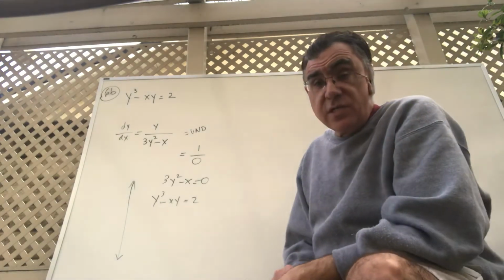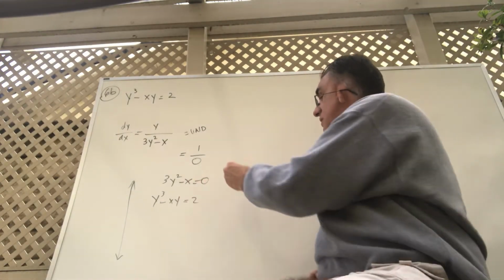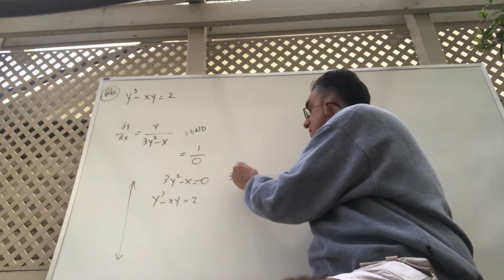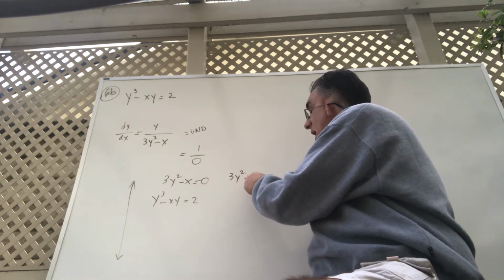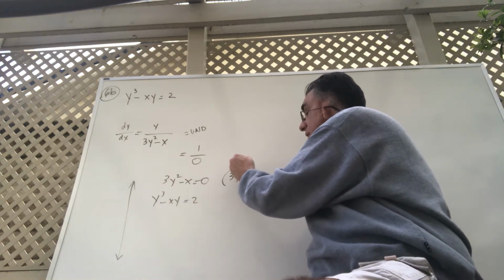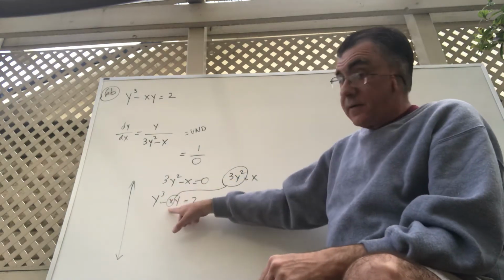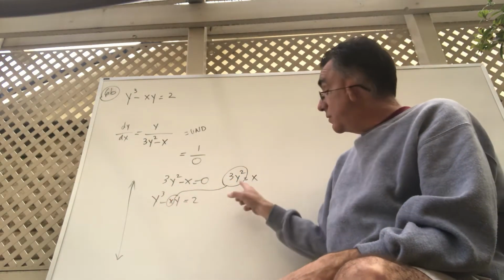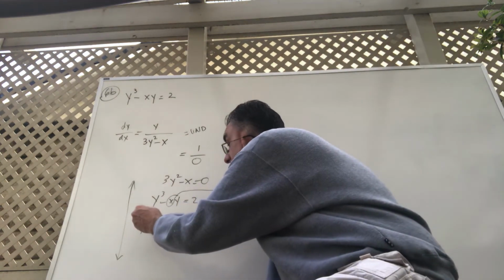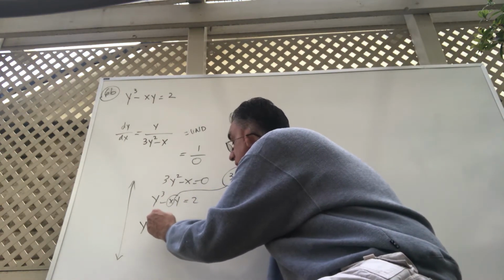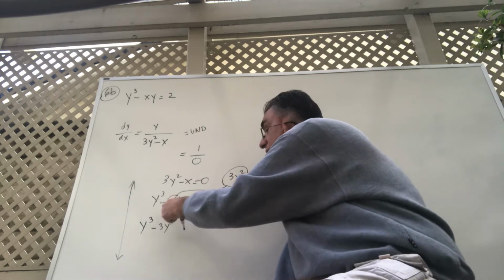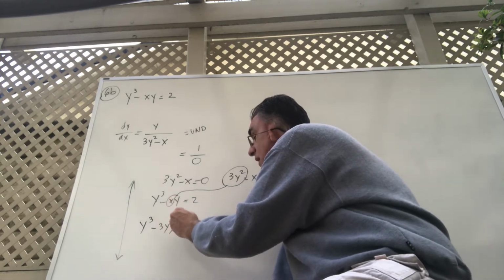Now, what I'm going to do is move the x over to the other side, and hopefully you can see what I'm going to do now. x is 3y squared, so I'm going to do a substitution here. And I get y to the third minus 3y squared, substituting 3y squared times y, equals 2.